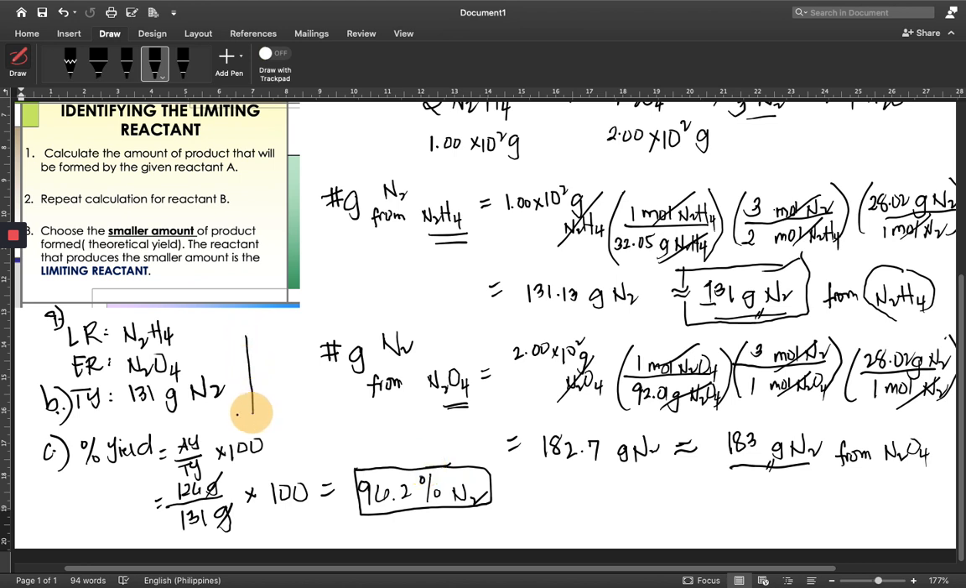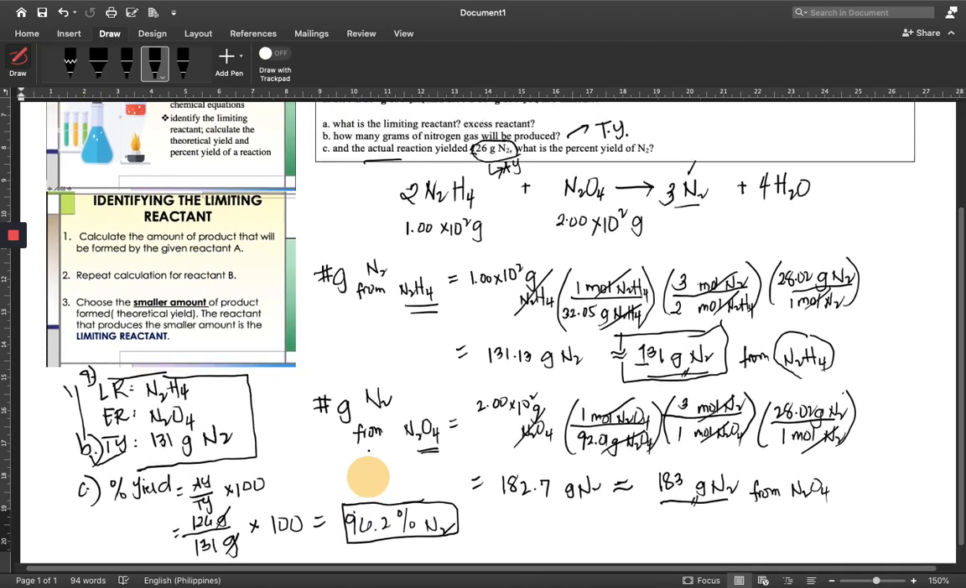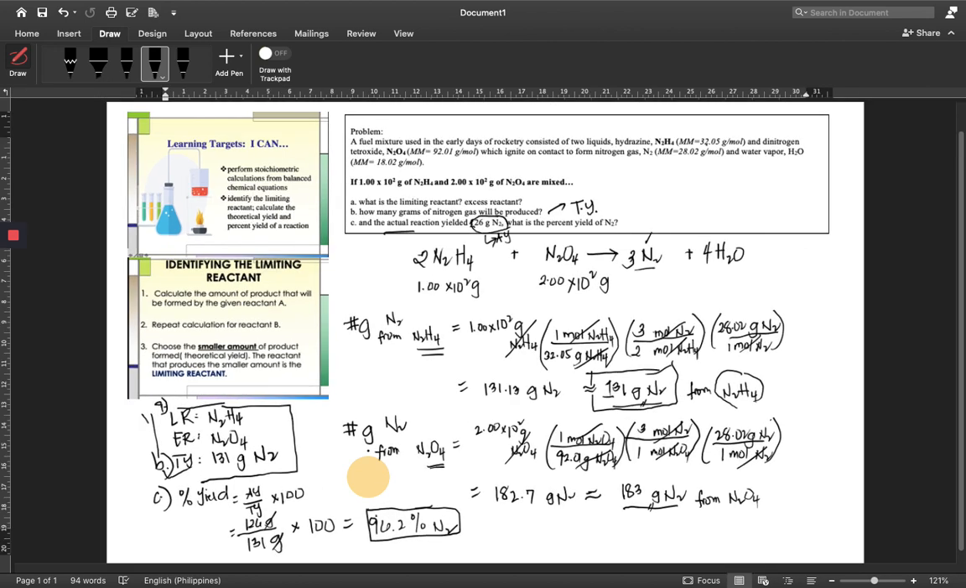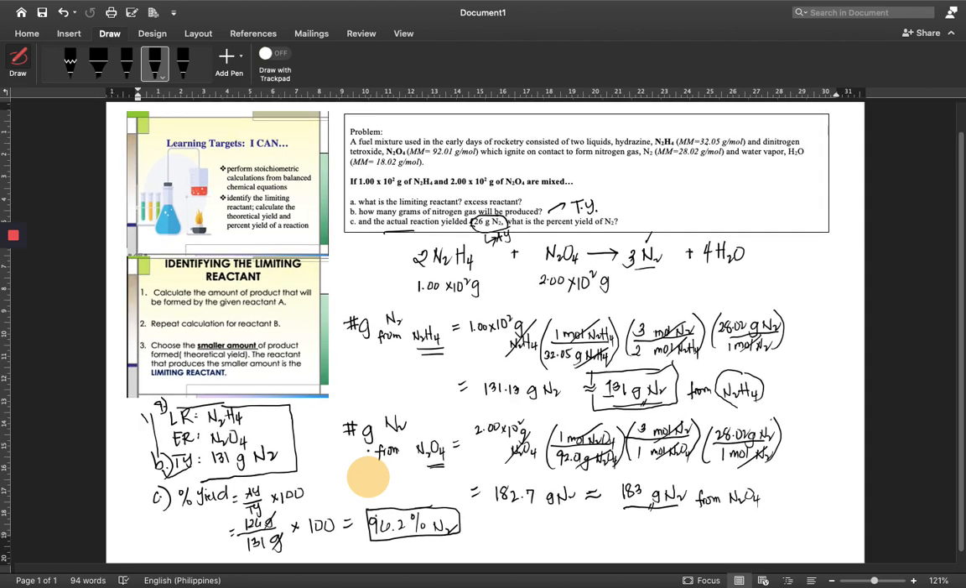So we have the following answers to that problem. Our limiting reactant is N2H4 or hydrazine, and our excess reactant is N2O4, and our theoretical yield is 131 grams of N2, and our percent yield is 96.2% of nitrogen gas. So here is the whole solution, and I'd like you to reflect or take time also to absorb the information.